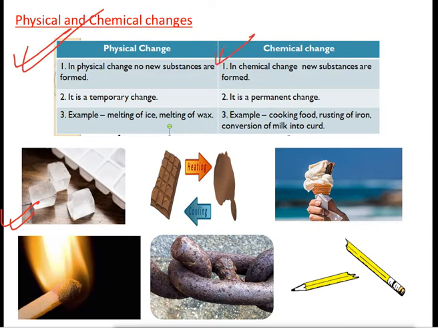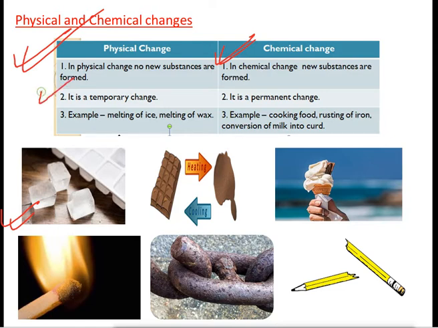Next is, what is a chemical change? A chemical change is that change in which new substances are formed. For example, cooking. When we are cooking the food, the raw food is converted into cooked food, so we are getting a new substance in that case. Conversion of milk to curd. Milk has changed into curd. In that also we have got a new substance, so that is a chemical change.